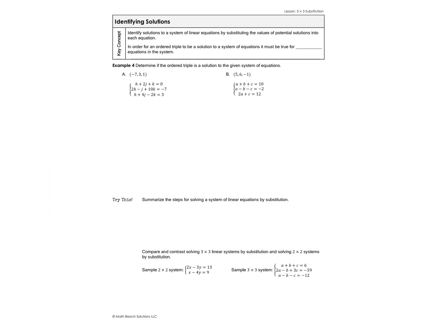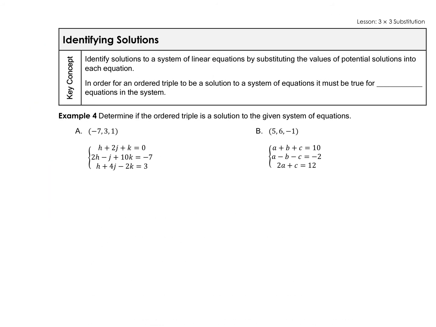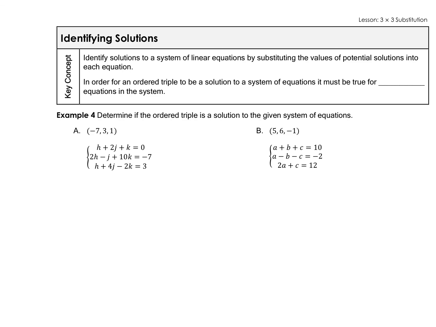Okay, the back. Super easy back. So what you're doing here is you're going to identify if they're solutions. It says identify solutions to a system of linear equations by substituting the values of the potential solutions into each equation. So in order for an ordered triple to be the solution, it must be true for all equations in your system. Remember I said if there are different variables other than x and y, whatever comes first in the alphabet will be first in your ordered triple. So this is H, this is J, and this is K. So I'm going to substitute that in.